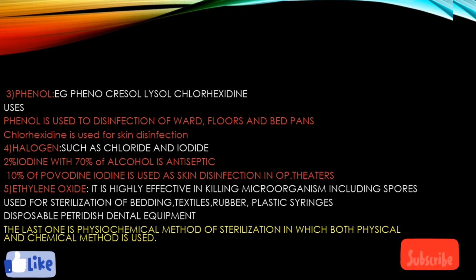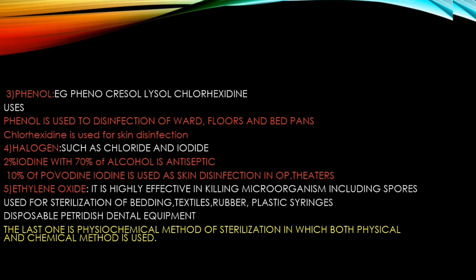Next one is the halogens. The examples are such as chloride, iodide, and the uses of them are: 2% iodine with 70% alcohol is antiseptic. So this removes bacteria, but not virus, and other forms of microorganisms. And 10% povidone iodine is used as skin disinfection in operation theaters. So this 10% povidone iodine is widely used as disinfection in operation theater.